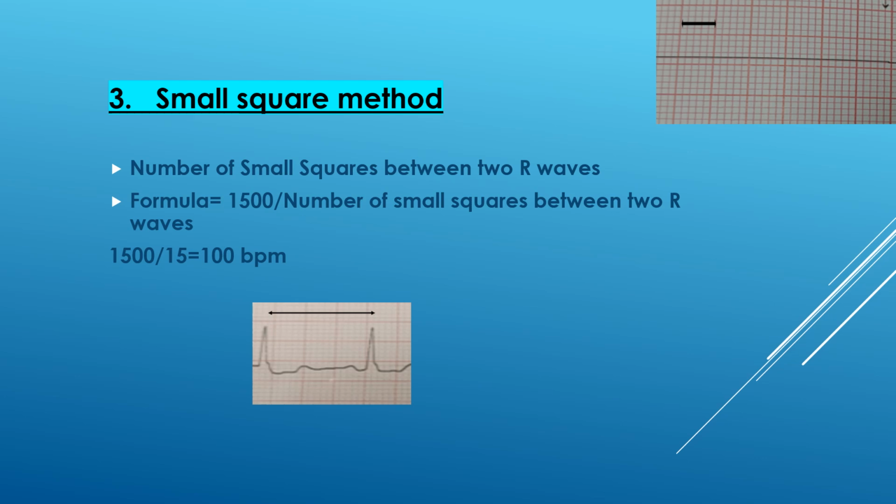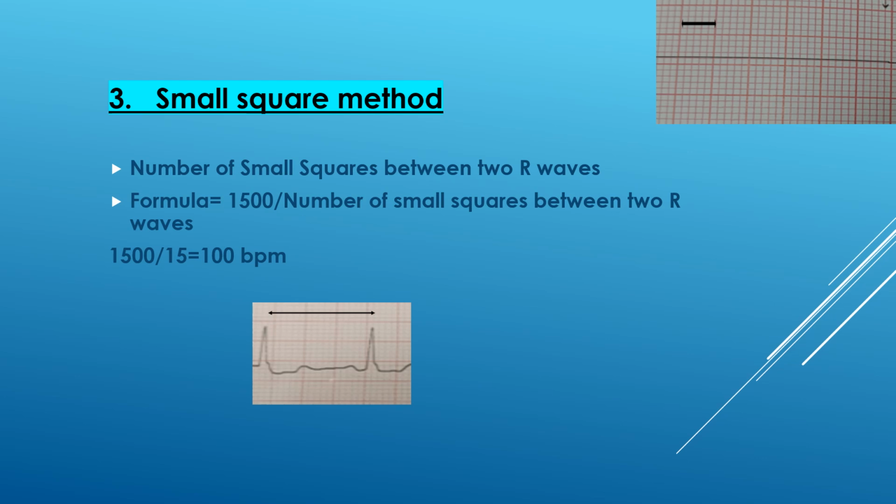The third method is the small square method. As I discussed, one large square contains small squares also. So what you have to do is, between the two R peaks, count how many small squares there are. One large square is 5 small squares, and first you should see how many large squares. Here you can see 3 large squares. So 5 multiplied by 3 is 15 small squares... so the count here is 50, and 1500 is a constant divided by 50.